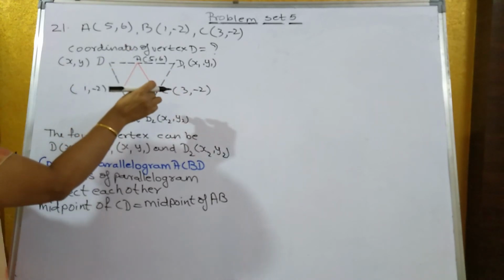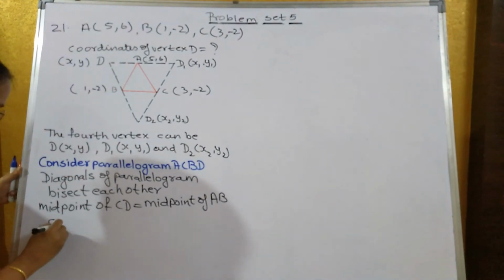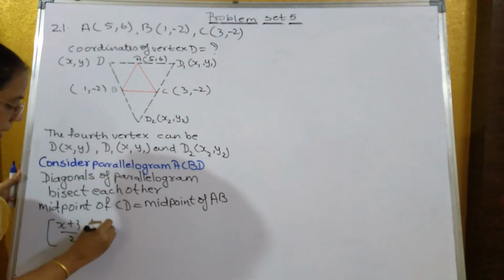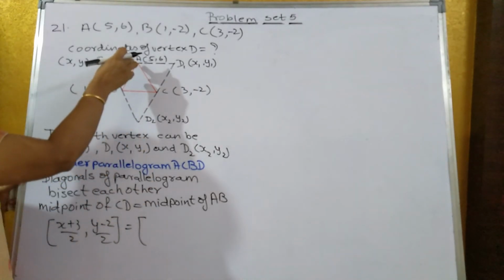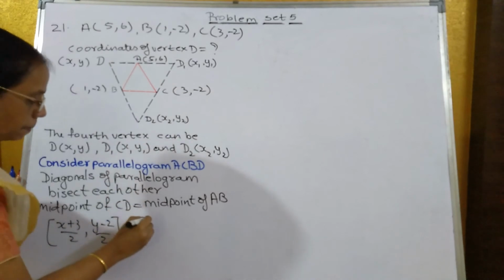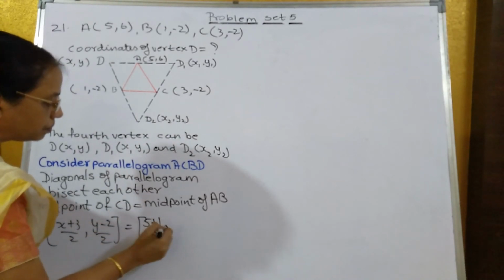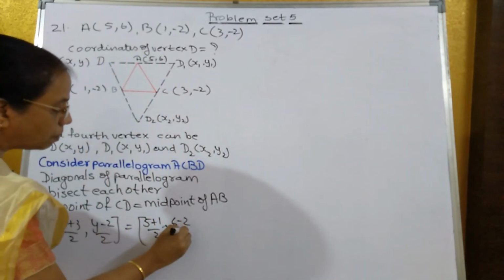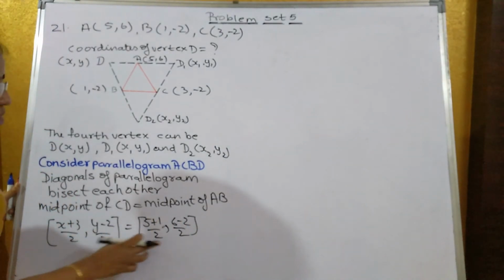Now, according to the midpoint formula, (x plus 3) upon 2 and (y minus 2) upon 2 should be equal to midpoint of AB, that is (5 plus 1) upon 2 and (6 minus 2) upon 2. Now we will take separately x plus 3 and this, and y minus 2 and this.